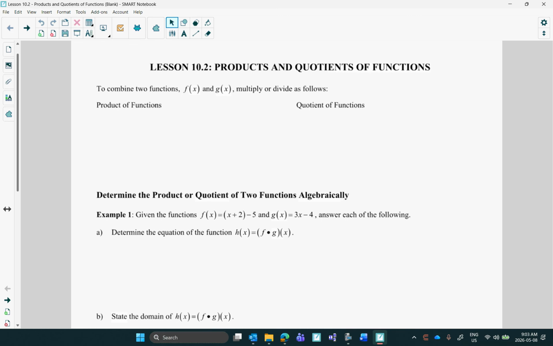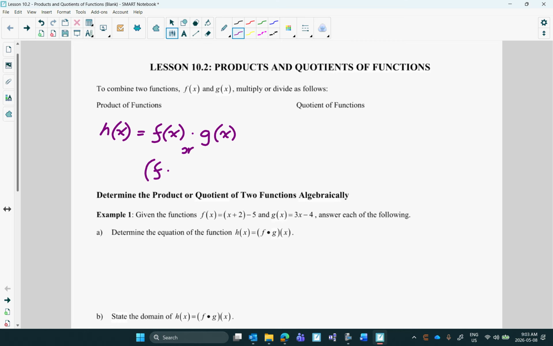All right. Two other operations we can do on them: multiplication and division. So if we have two functions, f of x and g of x, we can find their product by multiplying the two. f of x, and then the dot for multiplication, g of x. Or it looks like this: f times g of x.